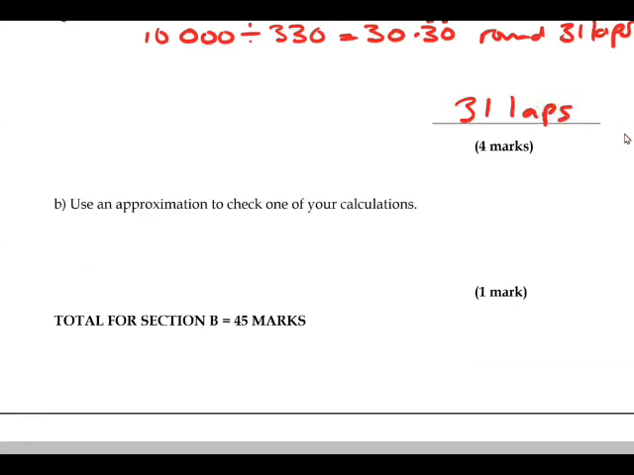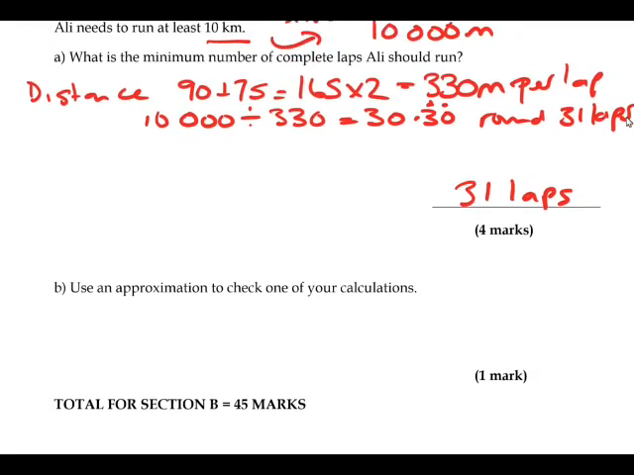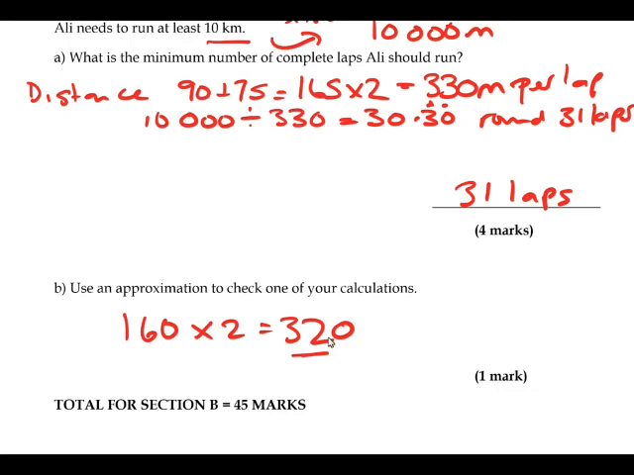Use approximation to check one of your calculations. It's letting us choose any calculation to do this check. So let's do 165 times the 2, which is roughly 320. Any calculation where you round any of these numbers will do for your check of a calculation, and that's worth 1 mark. And that's the end of section B, which is worth 45 marks.